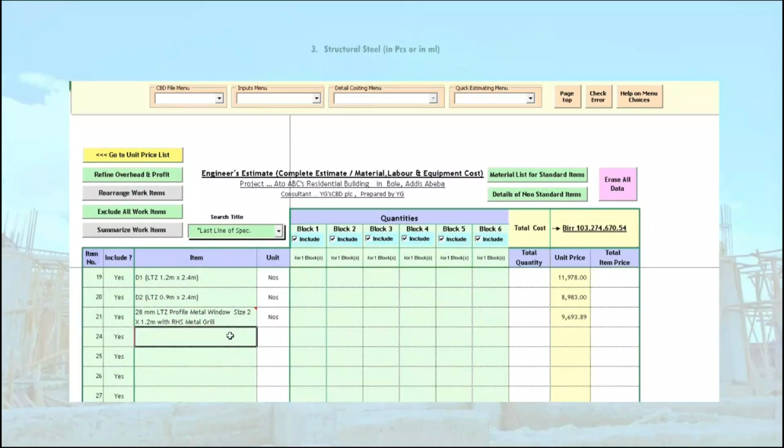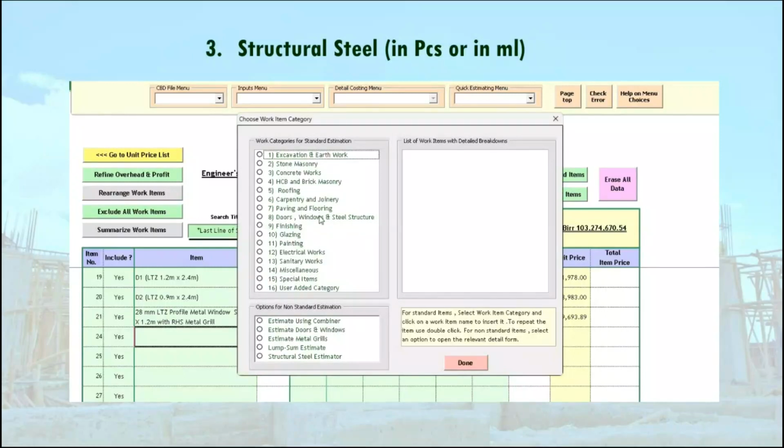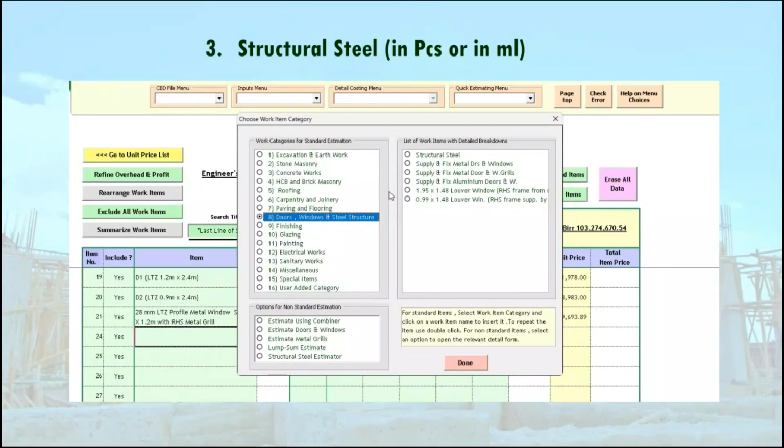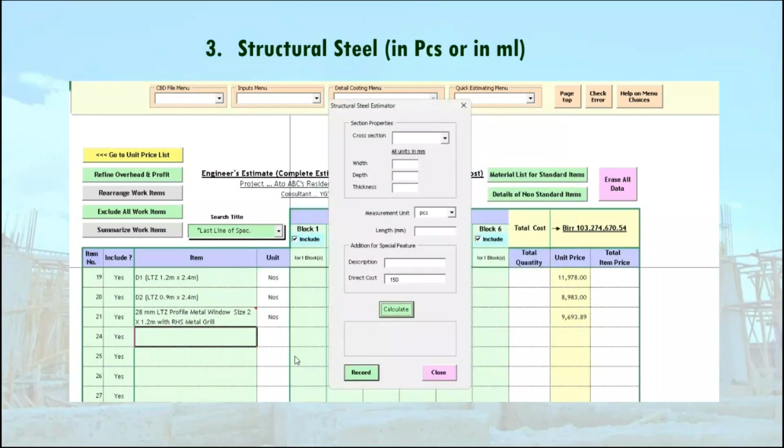3. Structural steel estimator. Although the usual practice is to quantify structural steel in kilograms, sometimes the BOQ may include members which are to be priced in linear meter or in pieces. In such cases, we activate the structural steel estimator, choose the type of section and provide dimensions of the section to be estimated, along with any special features such as holes or welds. The program estimates the item's unit price based on the structural steel cost we provided on the data input page.